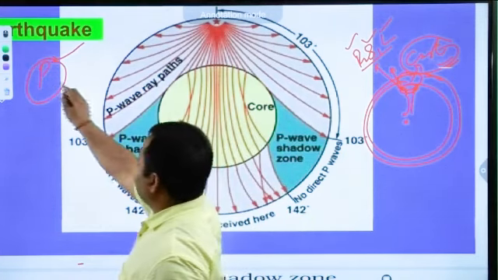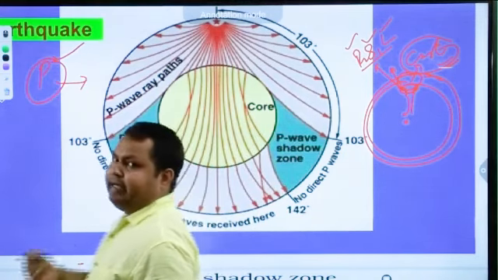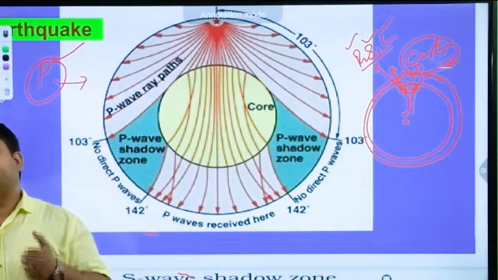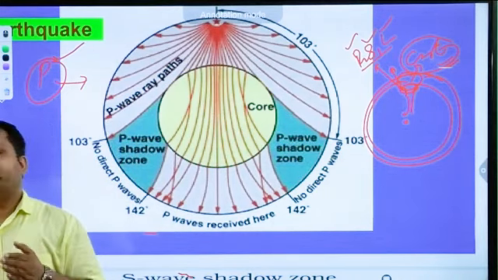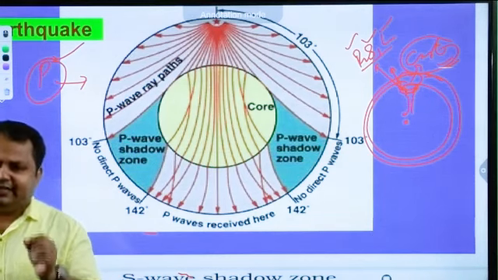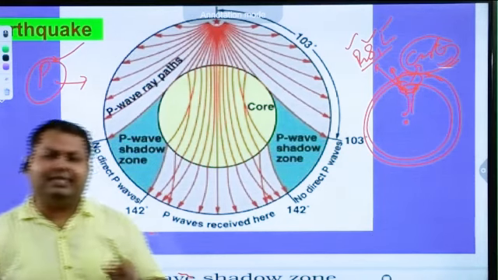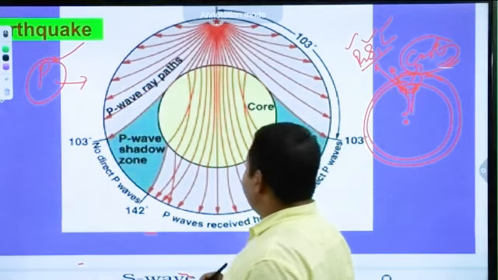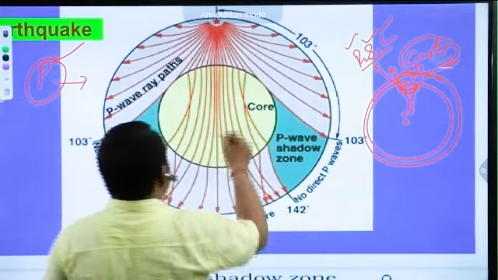P waves are the seismic waves that can travel in all mediums, but the velocity of the P waves decreases from solid towards liquid and gases. It means its highest density is what? Its highest density lying in the solid material. In the solid material. Now look at this particular diagram.